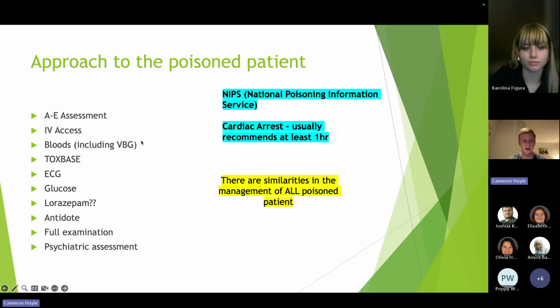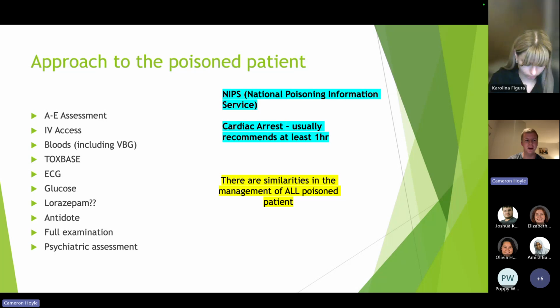What's the approach? As for every single acutely unwell patient, it's going to be an A to E assessment, which I'm not going to go through in this lecture. IV access, bloods, including your VBG, particularly to get your lactate, your electrolytes, your pHs, which will come up in some of the drugs that we'll talk about later.